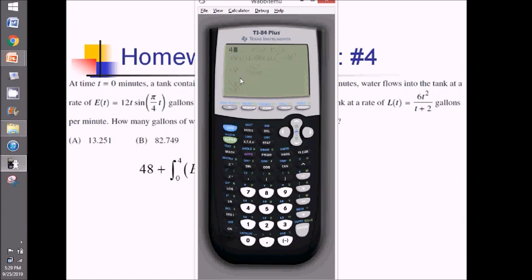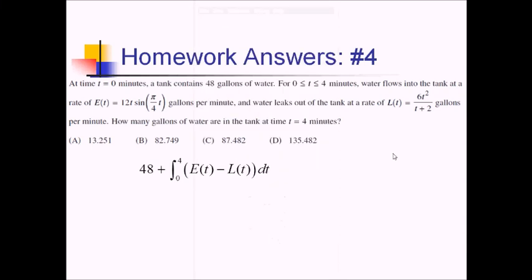So I've got 48 plus math 9, so the integral from 0 to 4 of, now I'm going to do alpha trace y1 because that's E of t, minus alpha trace y2 because that's L of t, and I'll put a dx on the end, giving me a total of 82.749, and that's going to be answer choice B.